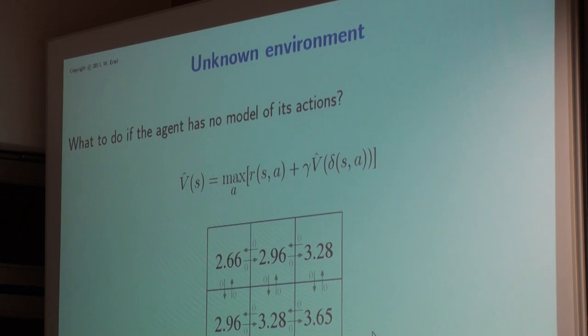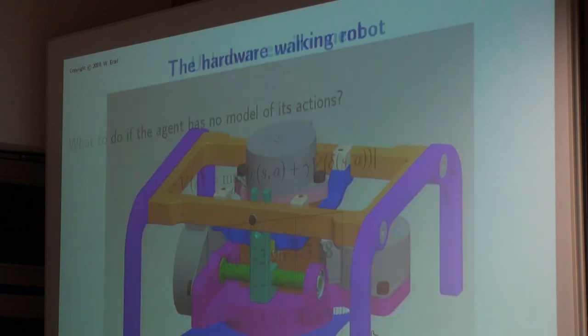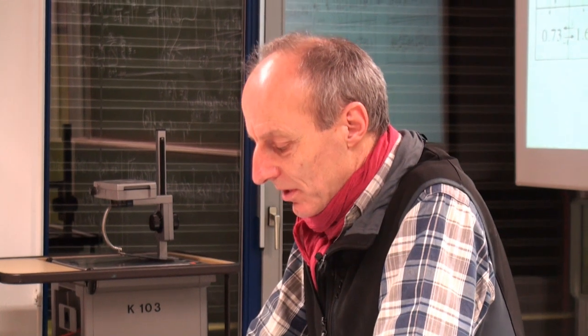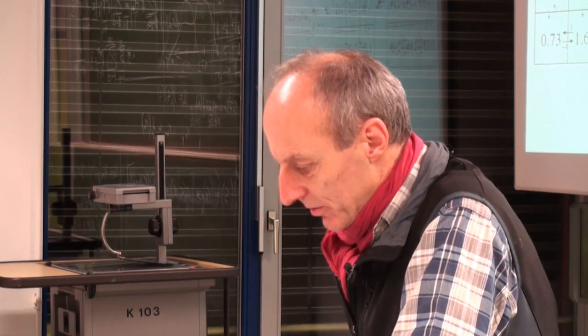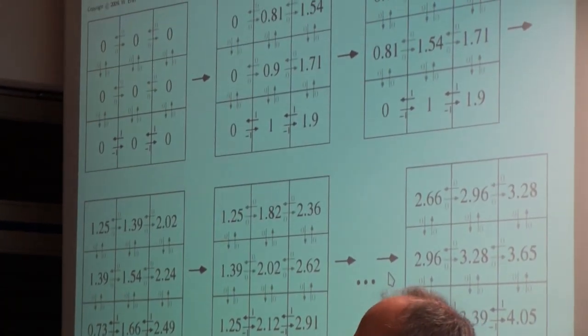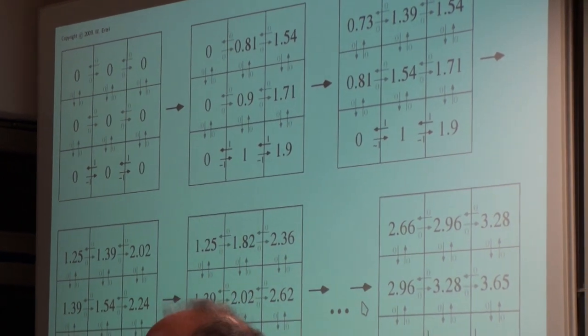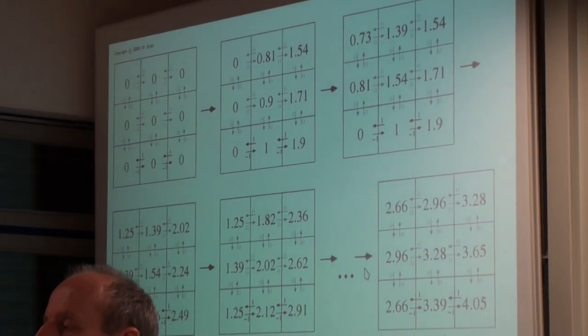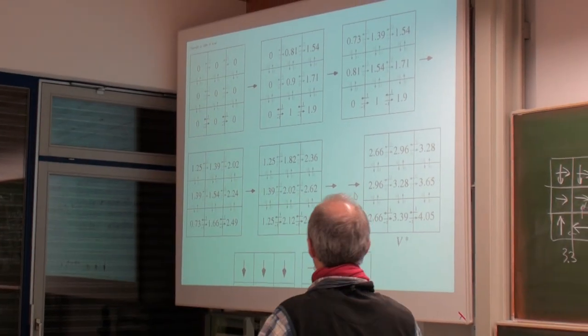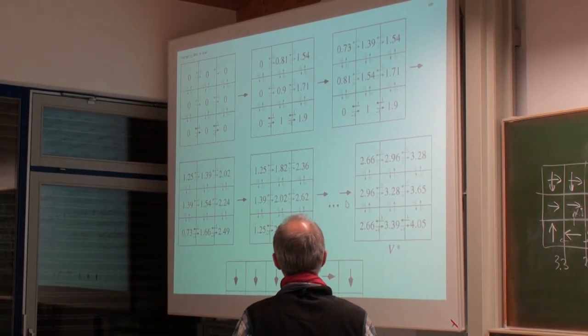This is all about value iteration. But this value iteration algorithm is a so-called model-based algorithm. Because, let's look here. Because here we need a model of the environment. The robot needs to know a model of the environment. Why?